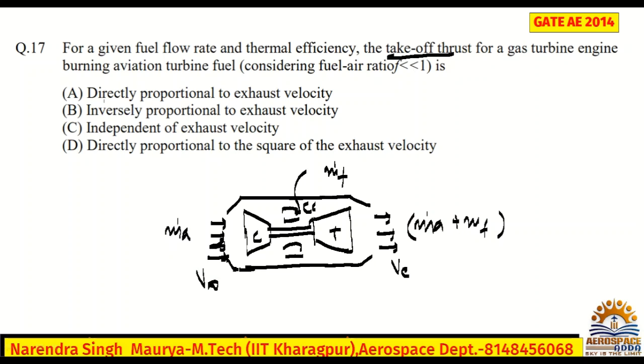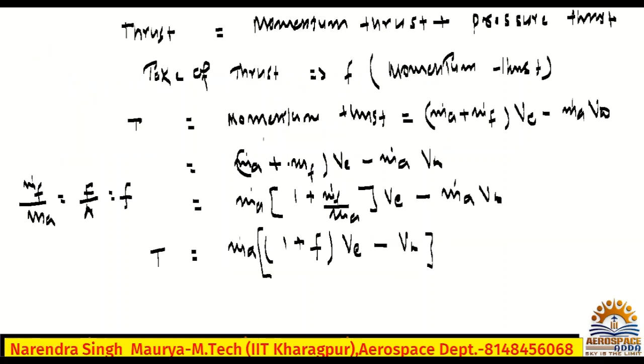So the options are: directly proportional to exhaust velocity, inversely proportional to exhaust velocity, independent of exhaust velocity, directly proportional to square of exhaust velocity. So if you check the formula of the thrust, what is the exhaust velocity? This is the exhaust velocity. So is thrust directly proportional to exhaust velocity or not? Yes, it is directly proportional to exhaust velocity.